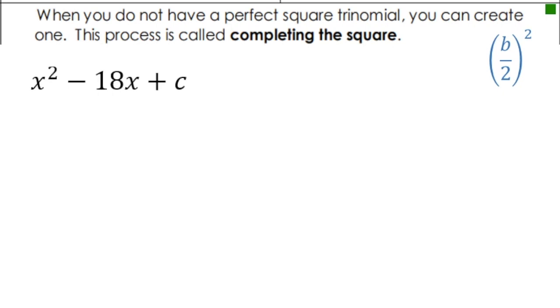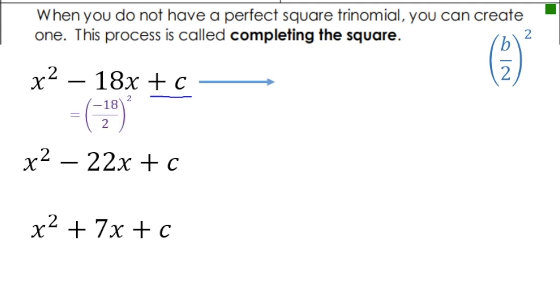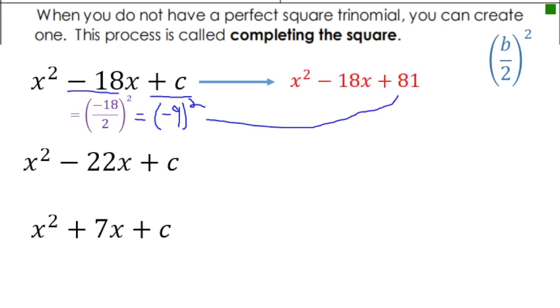For example, let's say you're given x squared minus 18x, and you're wanting to complete the square. You're trying to find out what can I replace c with to turn this into a perfect square trinomial. Well, you can take negative 18, as shown right there, divided by 2 and square it. Okay? Well, negative 18 divided by 2 is negative 9. And then square negative 9. And you get 81. So now I have a perfect square trinomial.